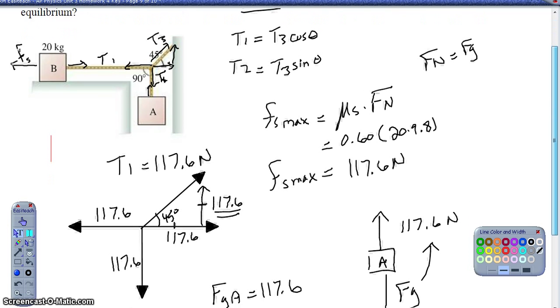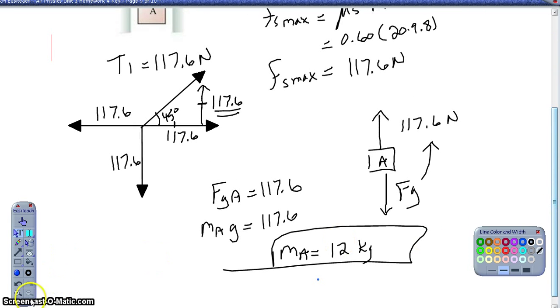So hopefully this wasn't too bad. Again, it's very similar to a stoplight type problem that we've seen before.